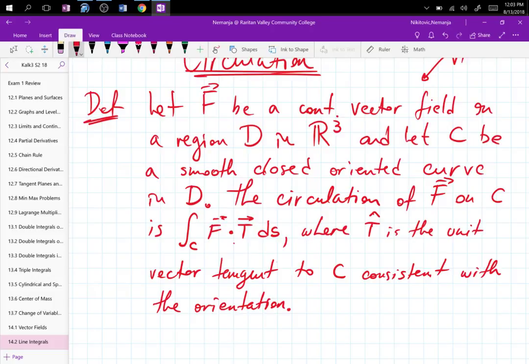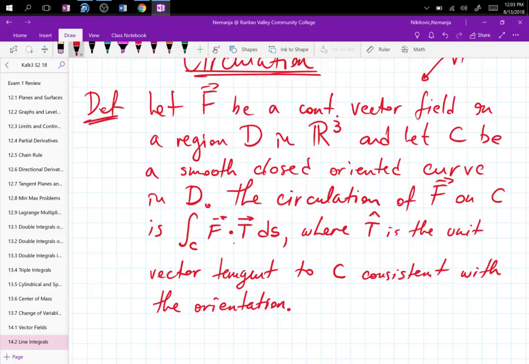Anyway, not efficient, right? The trick is that you have the closed system. Now look at the conditions. You have the vector field, fine.